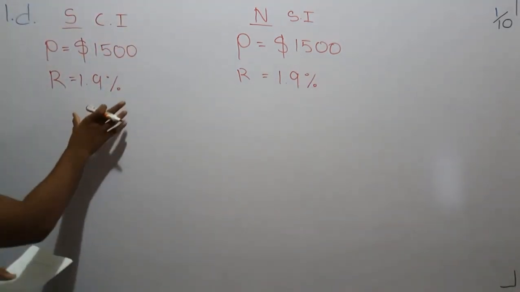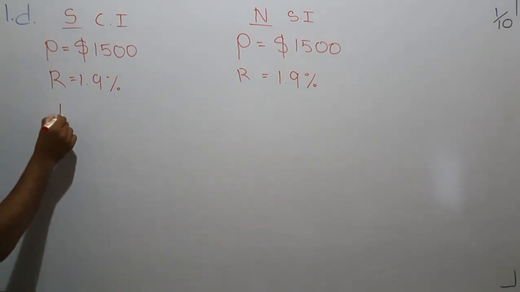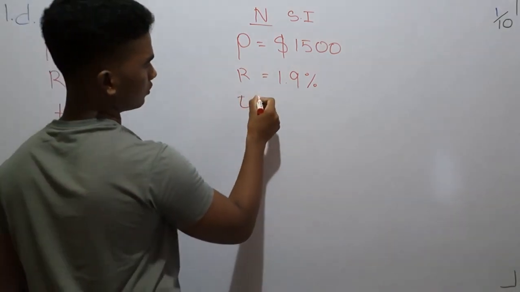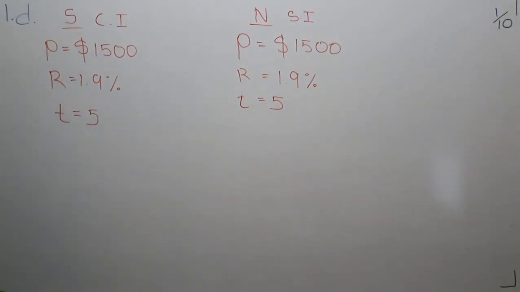Now the difference is compound interest and simple interest in the same question. So they each leave the money in the account for 5 years. So what is the t here? T equals 5 and here as well T is equal to 5. At the end of 5 years, how much more money does Samuel have in his account than Nina has in hers? So first we'll calculate.